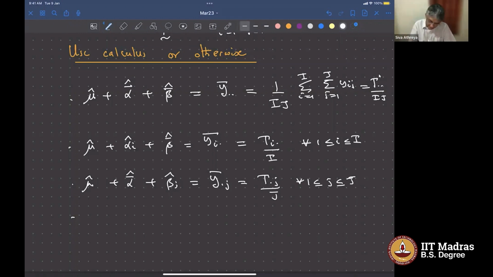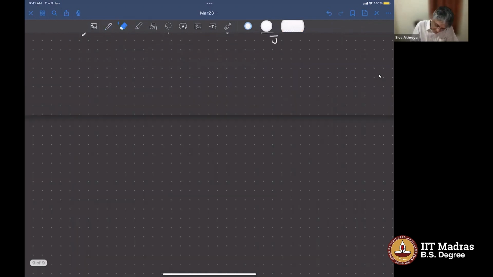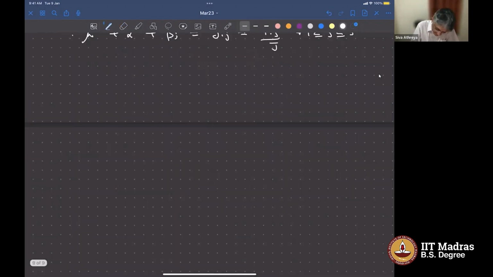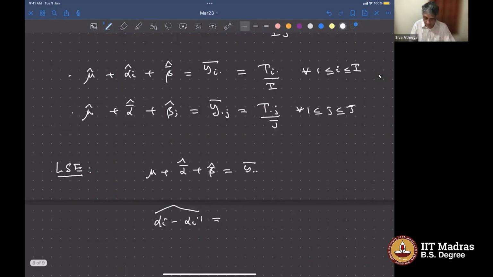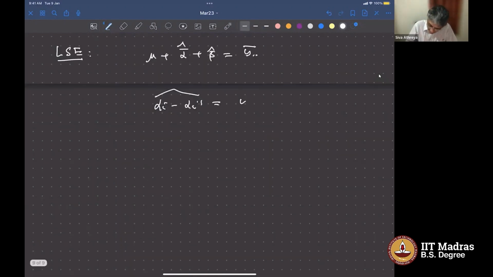Now you can use these equations. Once you use the calculus, you can get this, and from the equations I have above, you easily conclude the least squares estimates. We want mu plus alpha bar hat plus beta bar hat. That's just the first one, y dot dot bar, which we already know. And if you want alpha_i minus alpha_i prime hat, you just subtract two equations from here.